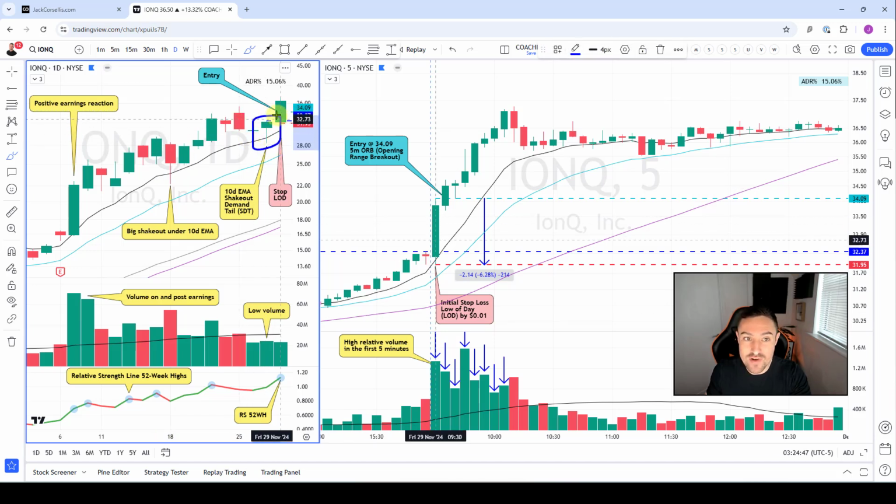Then you get this really nice shakeout, and I was targeting an intraday entry I was talking about on my platform, which is really nice down there as well, and then adding to the position. But here you see this big shakeout underneath the 10-day EMA. So if you've followed the channel for a little while now, you'll know about trigger bars, shakeout demand tails, and gap down reversal bars.